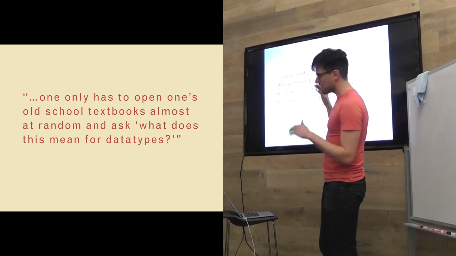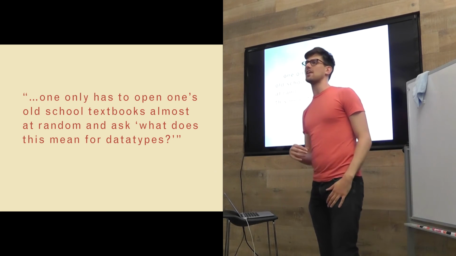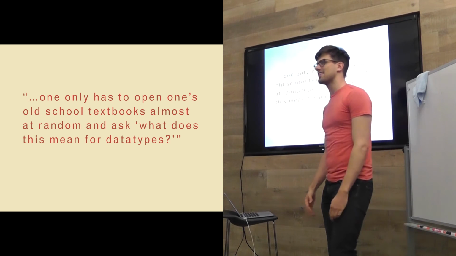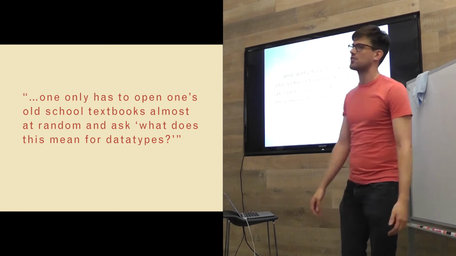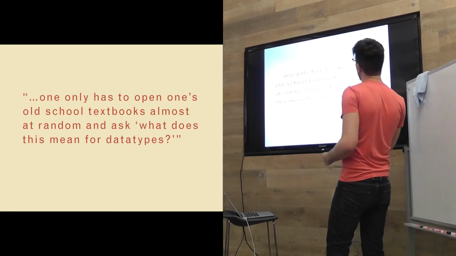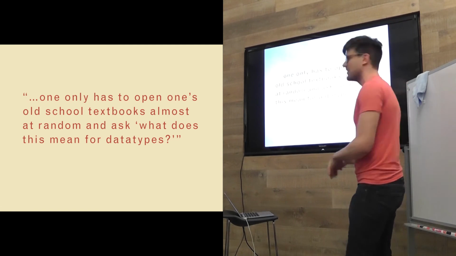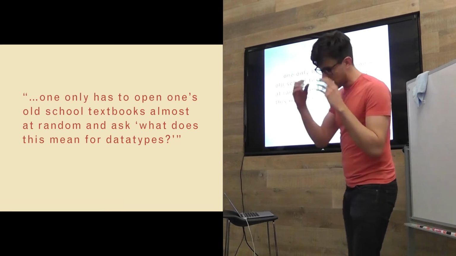That's cool. And then finally, I want to close on this note. He says this really empowering thing at the end where he's like, I don't know if this will be used for anything. I don't really know why it works. I have some intuitions as to why it works. And I don't know if it's useful at all. But the cool thing is one only happens to open one's old school textbooks, which we all use as children, almost at random, and ask, what does this mean for data types?